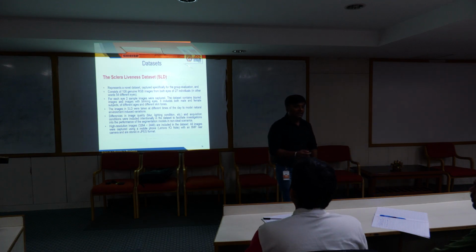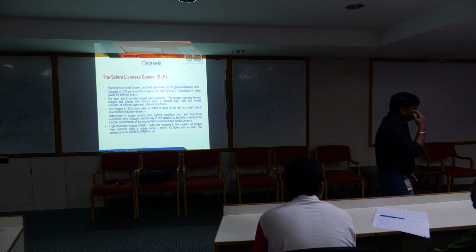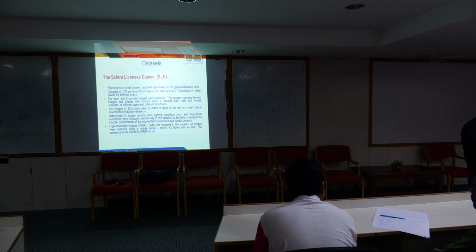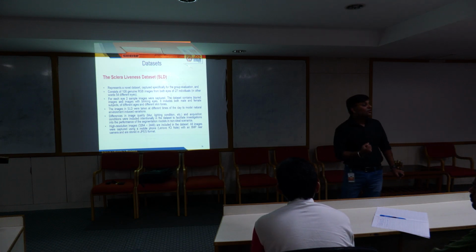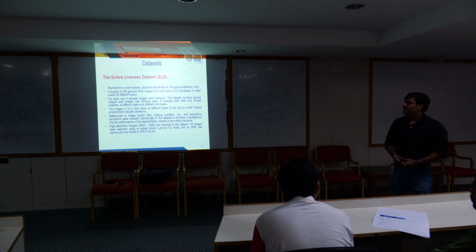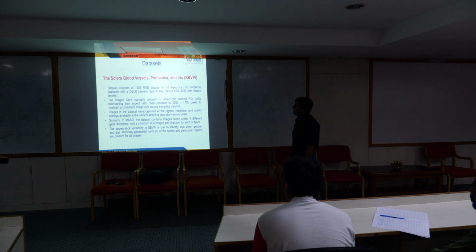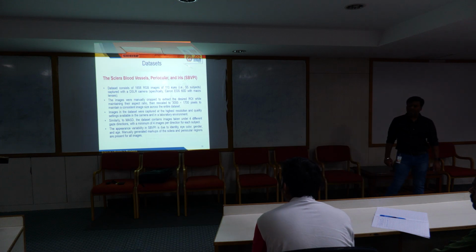For Sclera liveness, you need to see whether the Sclera is alive. Once a person is dead, it will probably take certain minutes for these cells to die, right? So before that, can you capture something? That is the liveness data set. And then we have Sclera blood vessels, periocular and iris, called the SBVP data set, right?